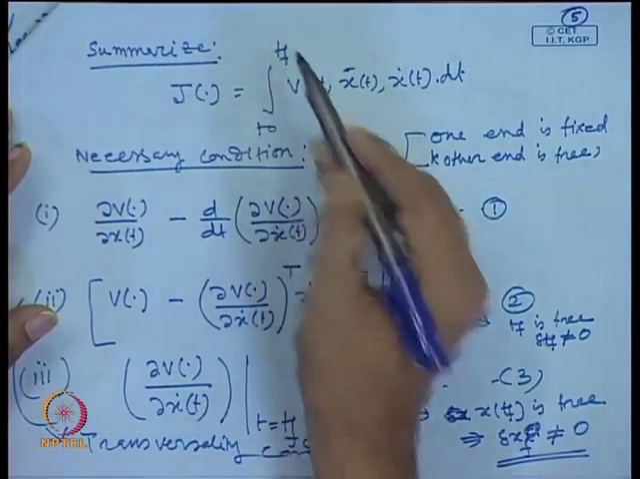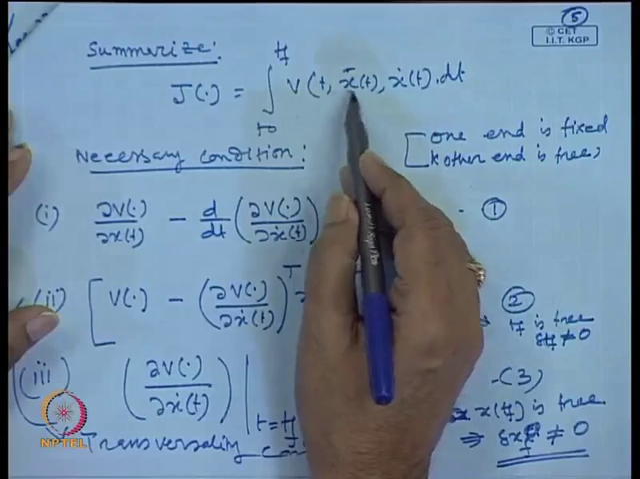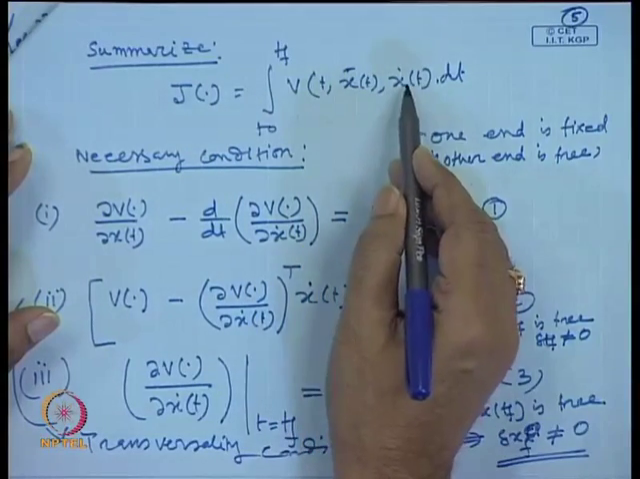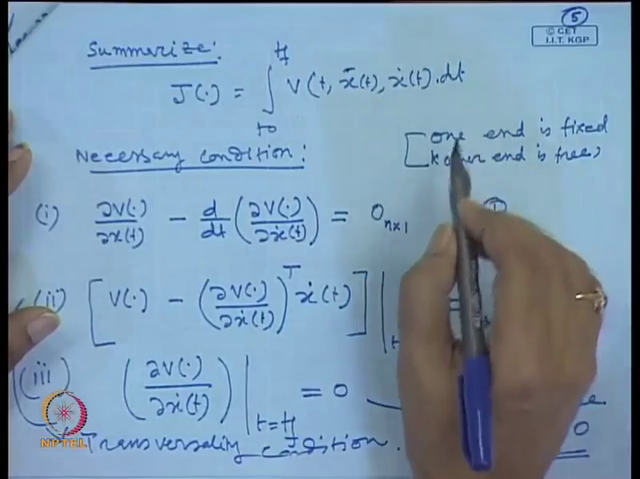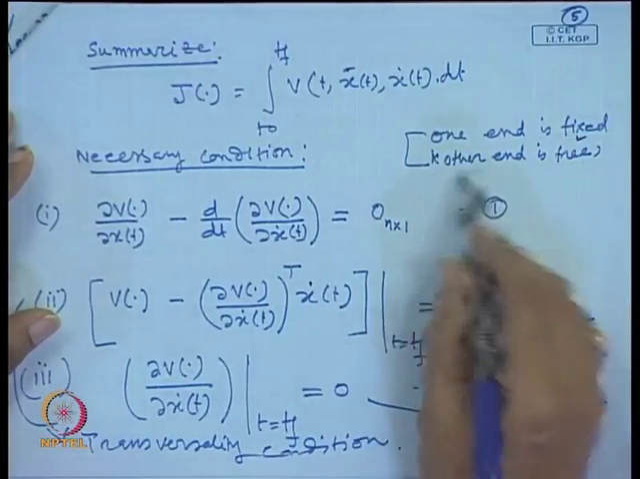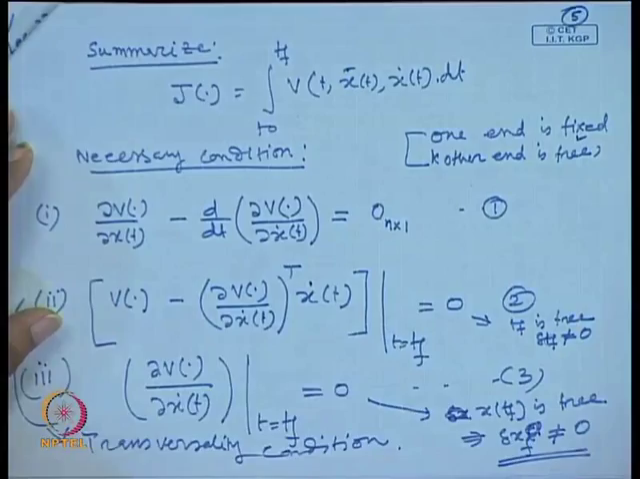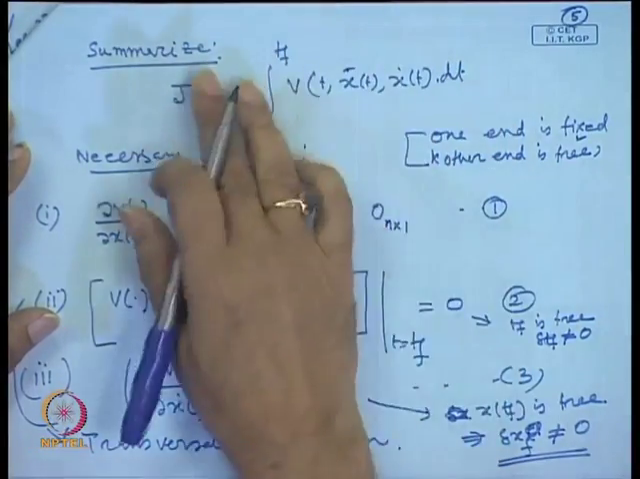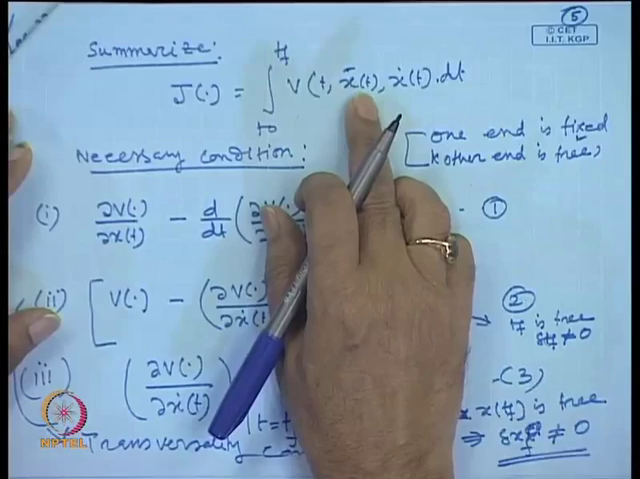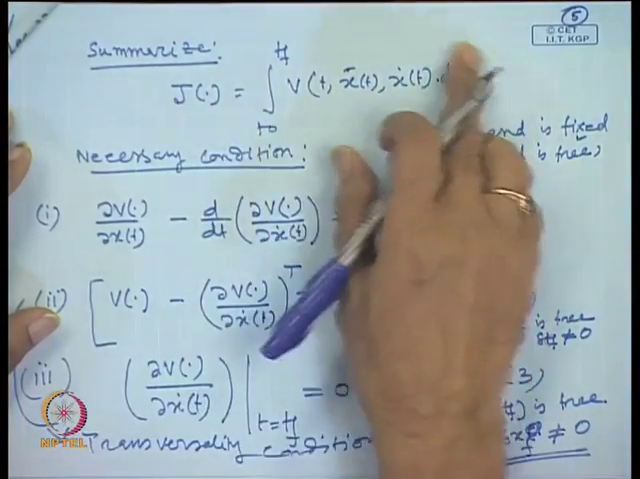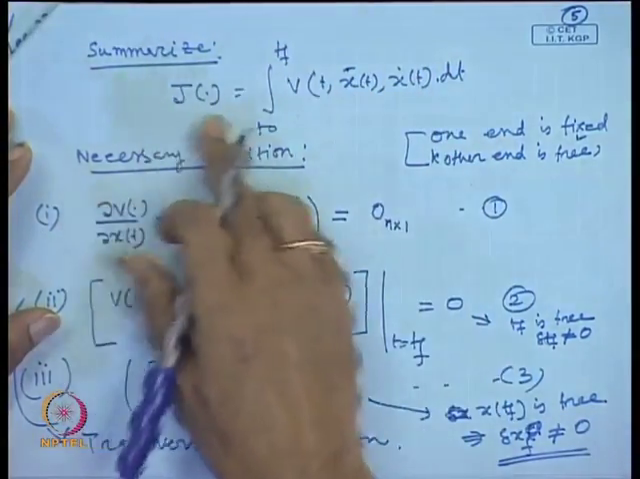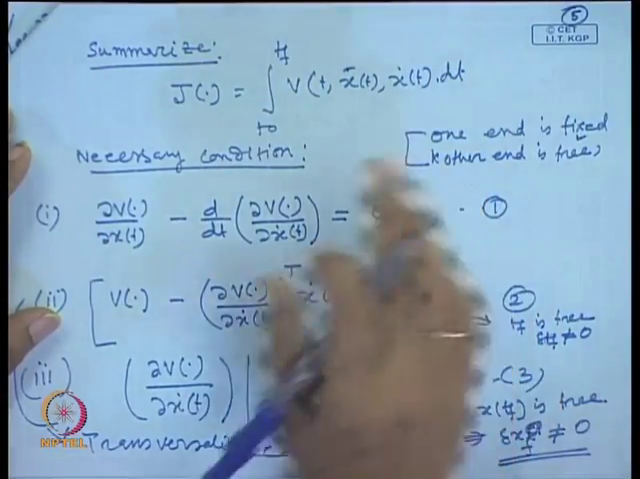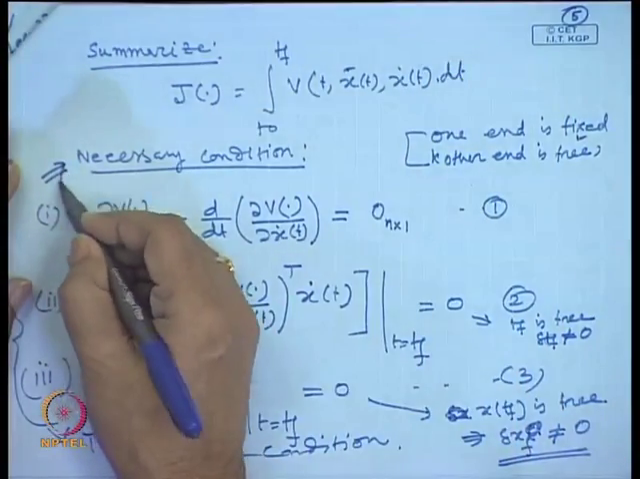Last class we discussed that if you are given a functional J equal to the integral from t 0 to t f of V of t, x of t, and x dot of t, and you consider that one point is fixed and the other point is free, then our job is to find an optimal trajectory x of t such that this functional has its extremal value, either minimum or maximum. The necessary condition we have derived is this one.